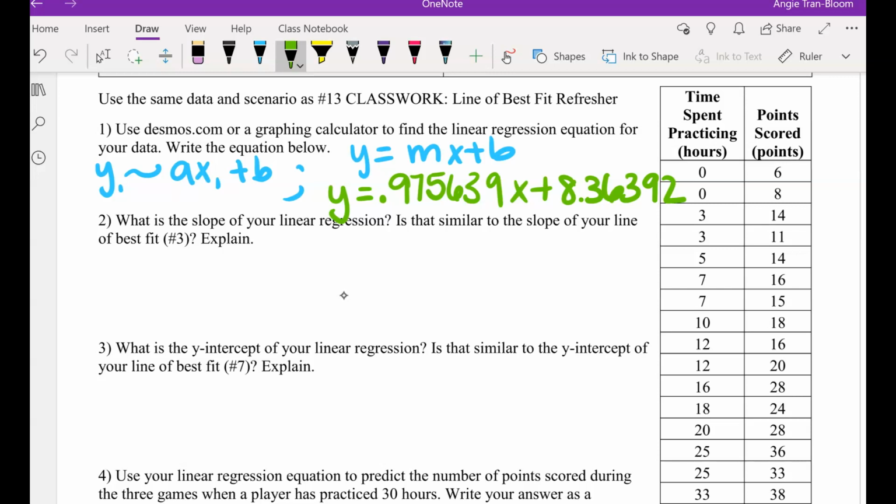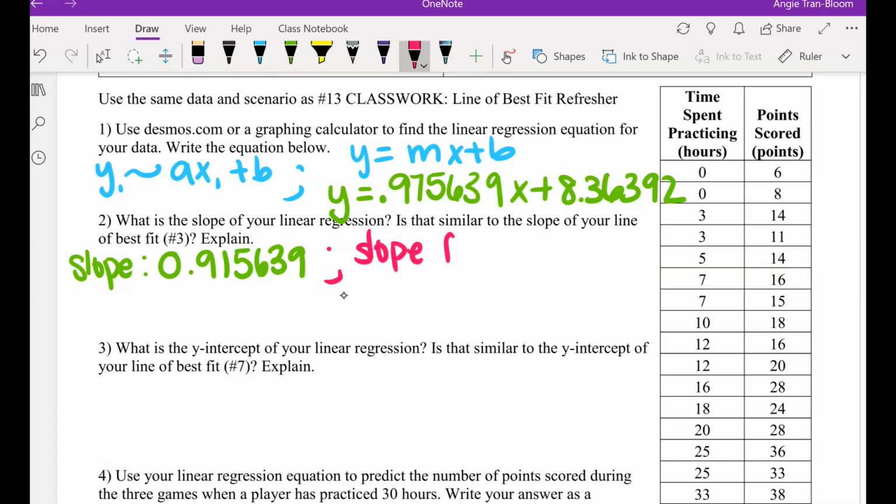What is the slope of your linear regression? What do we write? That's right. Slope is 0.915639. Is that similar to the slope of your line of best fit from your homework? So take out the homework that we just went over. Look at your slope from your homework. What was the slope from the homework? Slope from homework was 1, I heard. Is that pretty close? Yeah. Yes, that's pretty darn close.